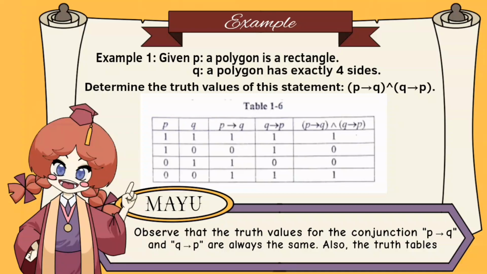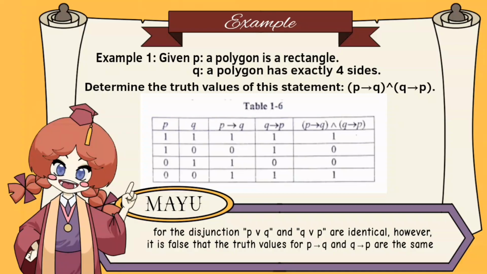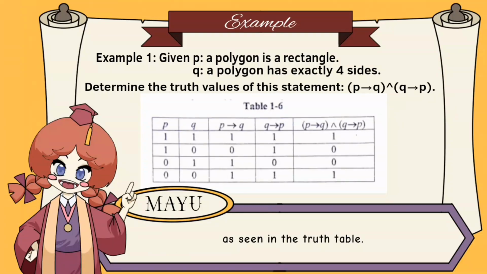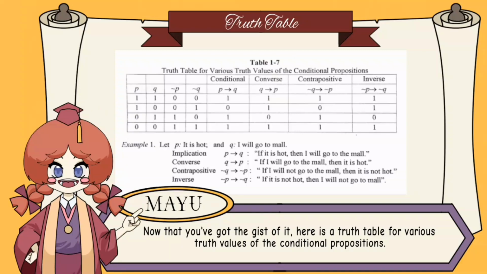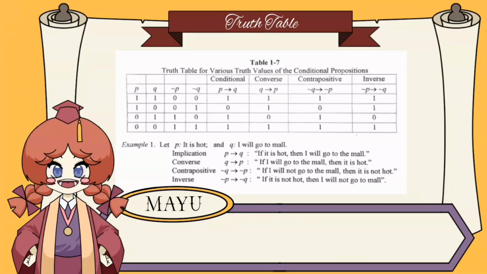Also, the truth tables for the disjunction, P or Q, and Q or P, are identical. However, it is false that the truth values for P implies Q and Q implies P are the same, as seen in the truth table. Now that you've got the gist of it, here is a truth table for truth values of the conditional proposition.